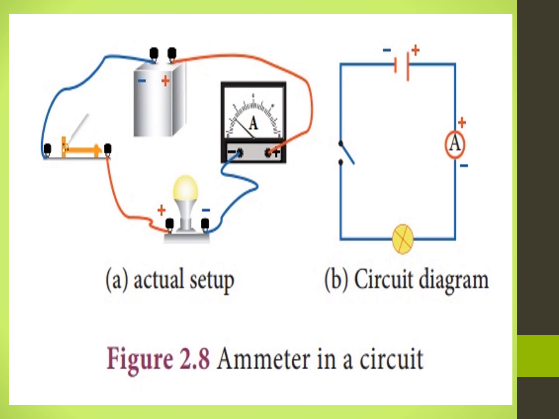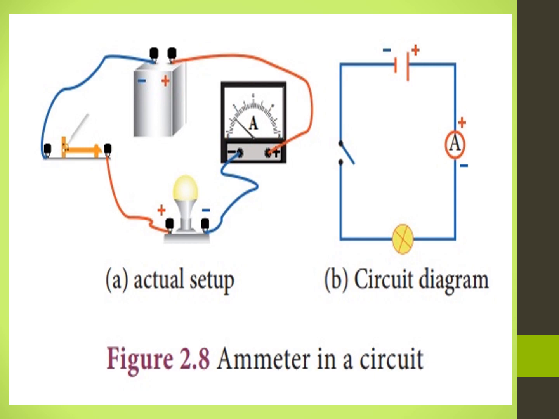That is the circuit diagram. See, in the circuit diagram, the battery is up, the ammeter is at the side, and the bulb is there, and the switch is there. It is a circuit diagram. The actual diagram also wants the actual setup.